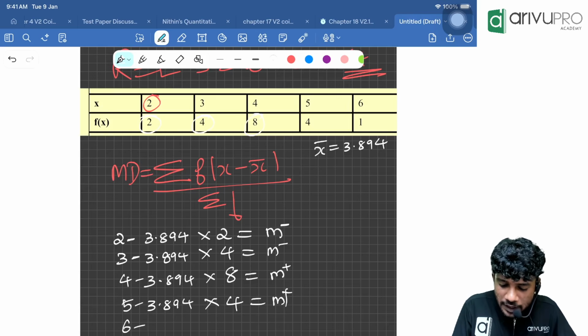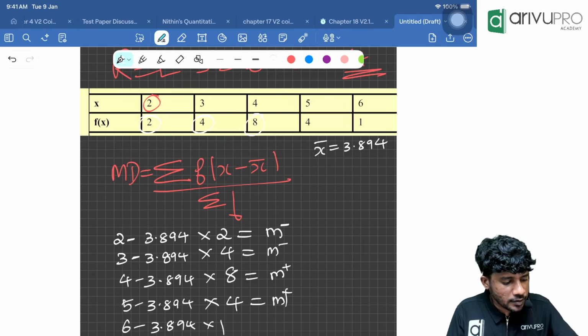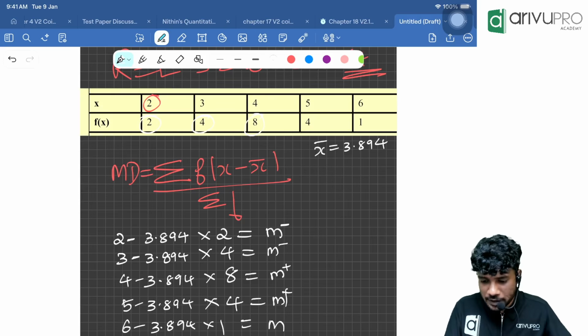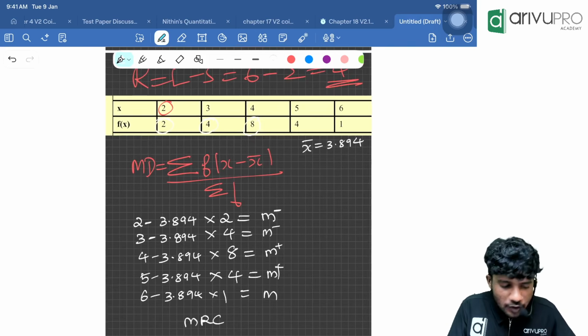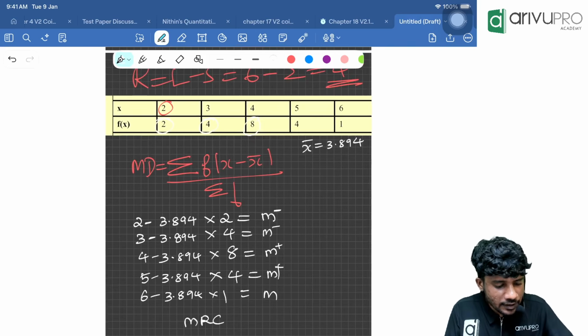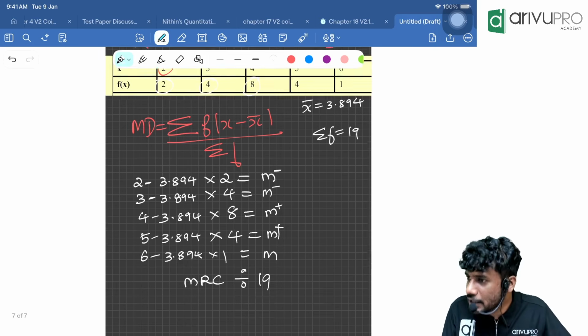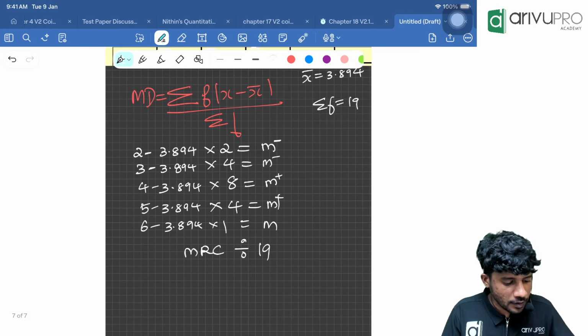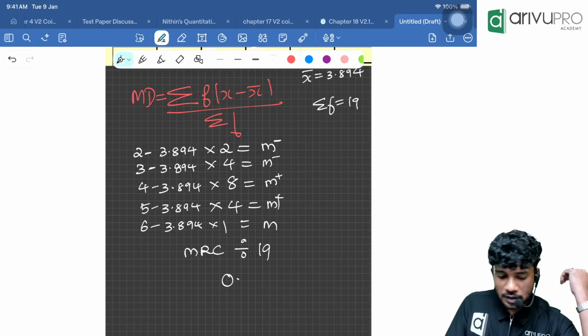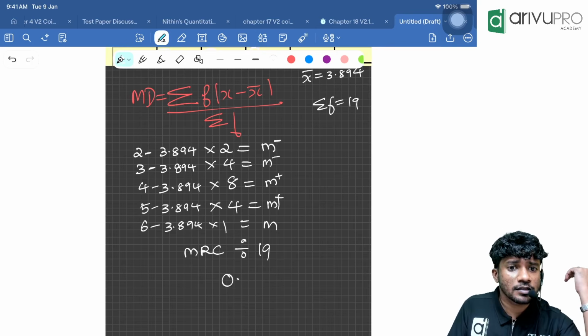Finally, 6 minus 3.894 into 1, which is a positive value. Which button are you clicking? M plus. Finally, MRC you will click. Then divide it with how much, people? How much is the frequency? Sigma F is equal to what? 19. Divide it with 19. How much are you getting? 0.77 something you are getting?